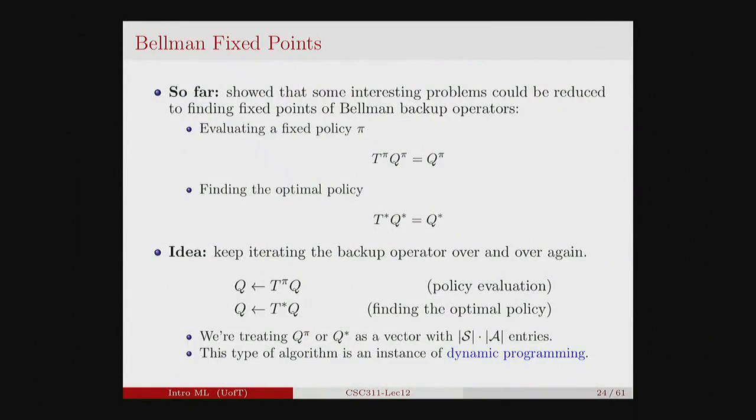So what are we going to do? We've shown that some interesting problems could be reduced to finding fixed points of these Bellman backup operators. And so we can evaluate a fixed policy and iterate between evaluating and finding the optimal policy. And so the idea is to keep iterating this backup operator over and over again, where you evaluate T pi and T pi star. And so here, in this case, we're treating Q pi or Q pi star as a matrix or a vector with S times A entries.